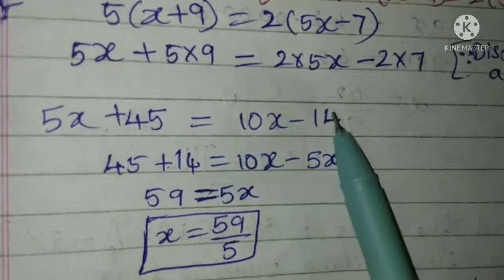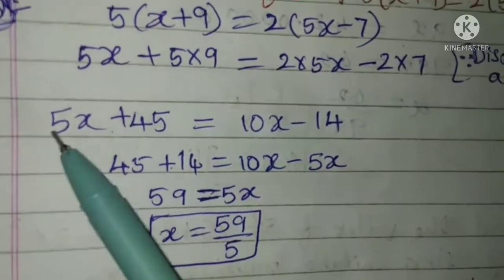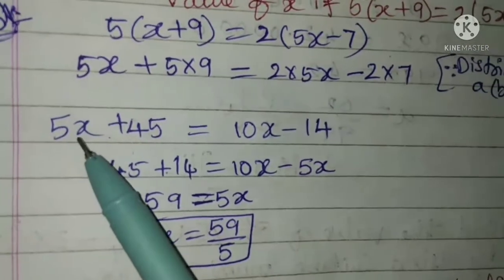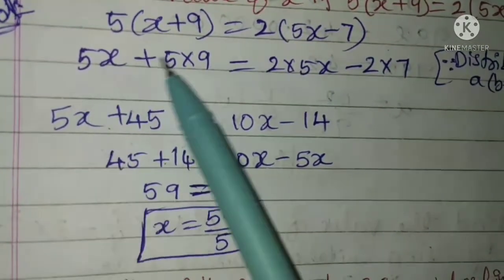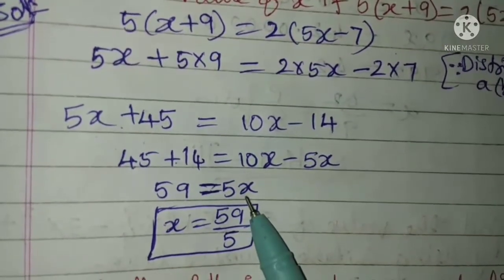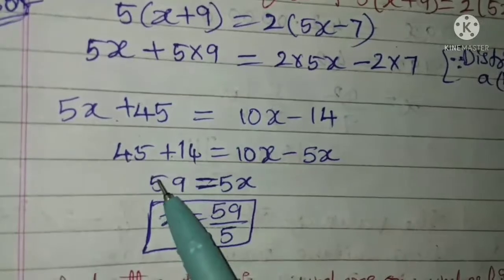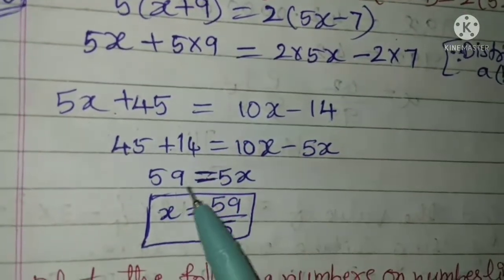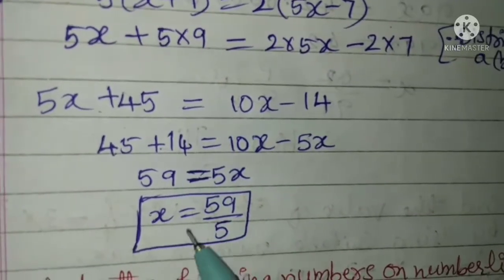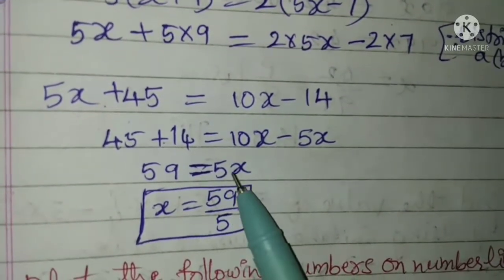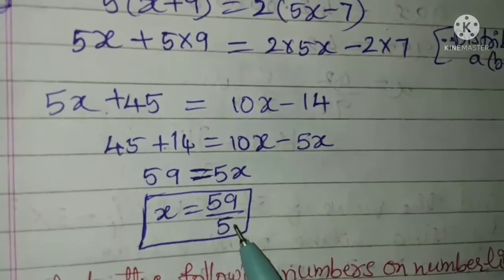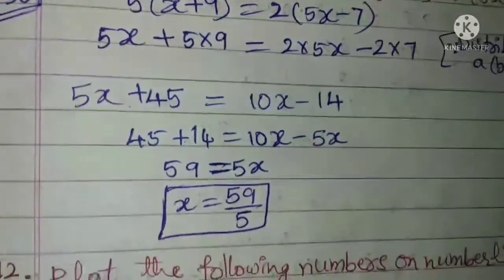14 I am sending this side, so minus 14 will become plus 14, and 5x, as it has plus here, if there is no sign it means it is plus. As it has plus on the LHS side, when we take it to the RHS it becomes minus 5x. 10x minus 5x is the answer. So 45 plus 14, 59 is equal to 5x. Therefore, when 5 is multiplied to x, when we send it this side it divides 59 by 5. x is equal to 59 by 5.